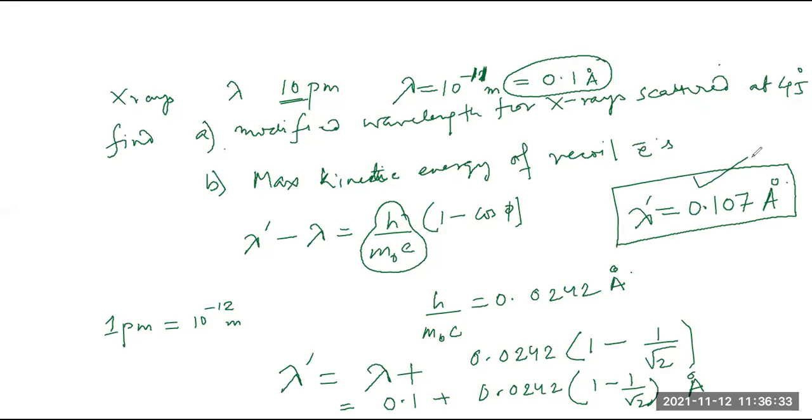See students, 0.1 angstrom was incident on the target, or this was the unmodified line, 0.1 angstrom, and the wavelength of the modified line came out to be 0.107 angstrom. Is it okay?